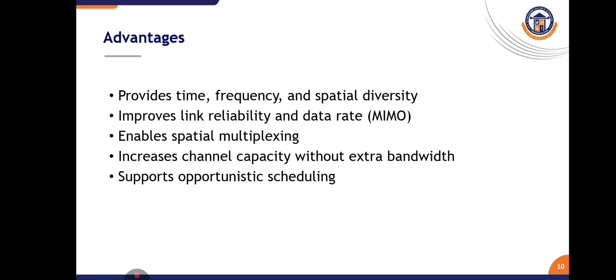So these are the advantages of small scale fading. It provides time, frequency and spatial diversity, and it improves link reliability and the data rate. So it enables spatial multiplexing. In spatial multiplexing, independent fading paths allow simultaneous transmission of multiple data streams, increasing channel capacity without any additional bandwidth, and supports opportunistic scheduling.